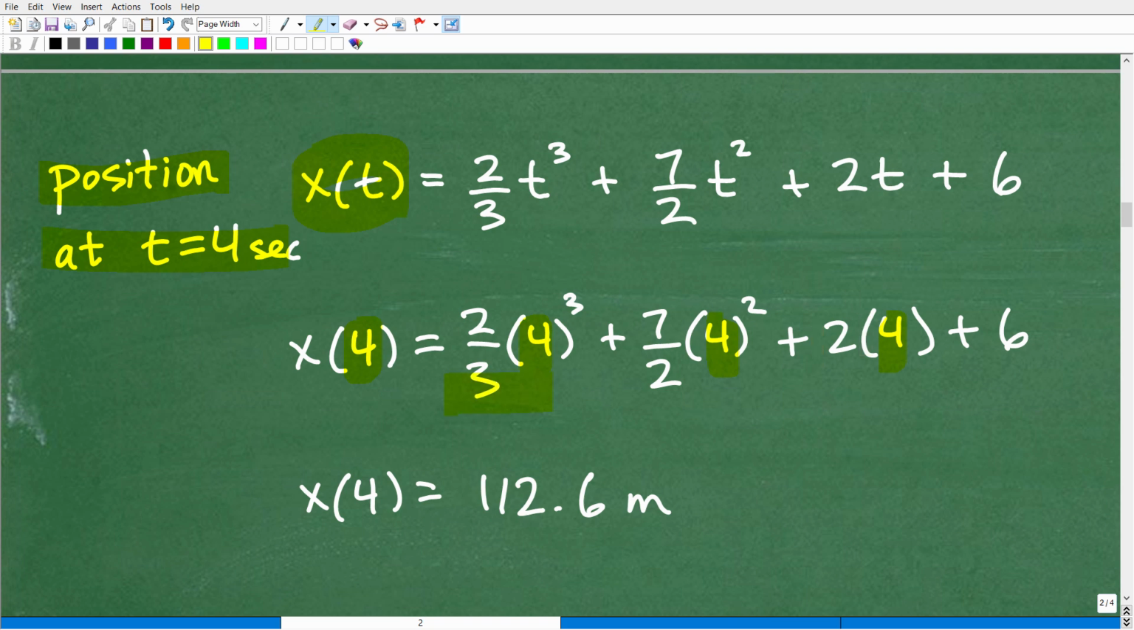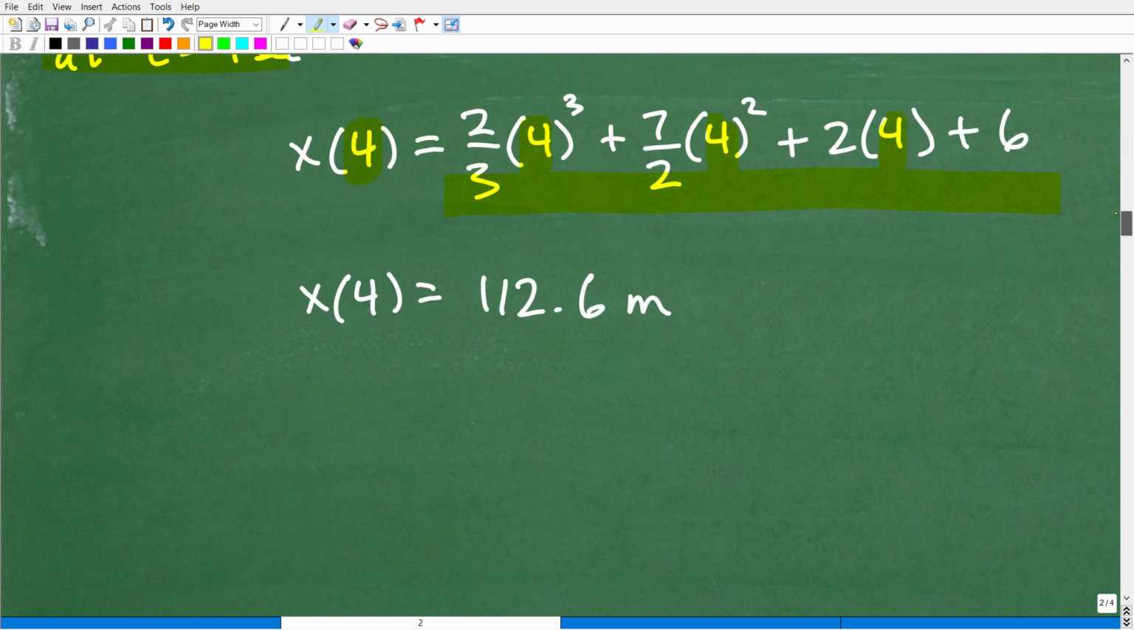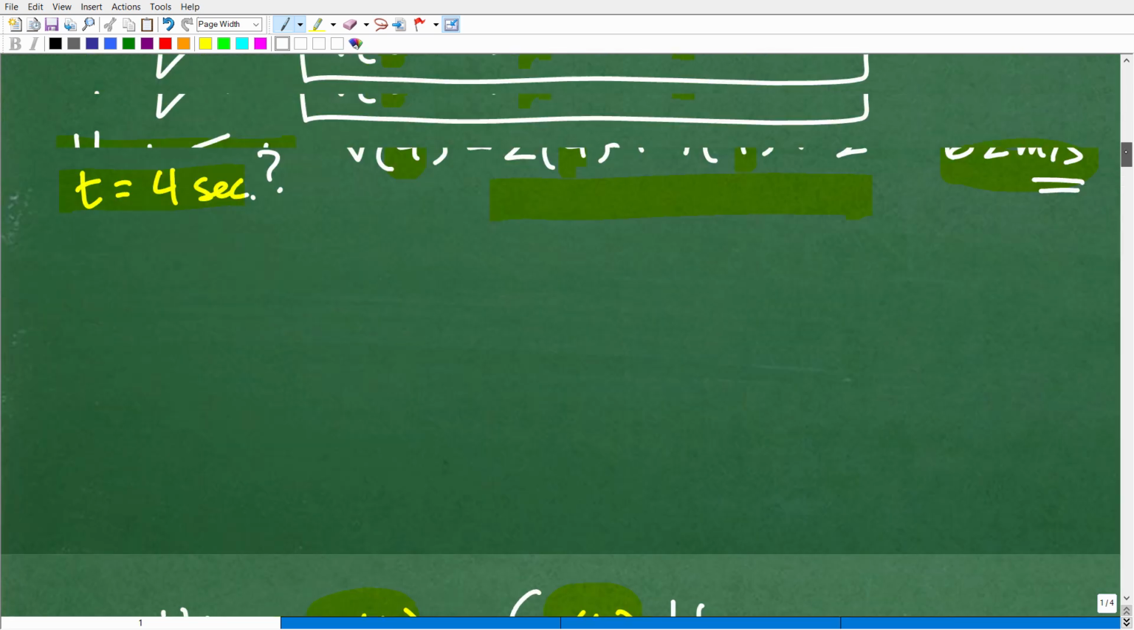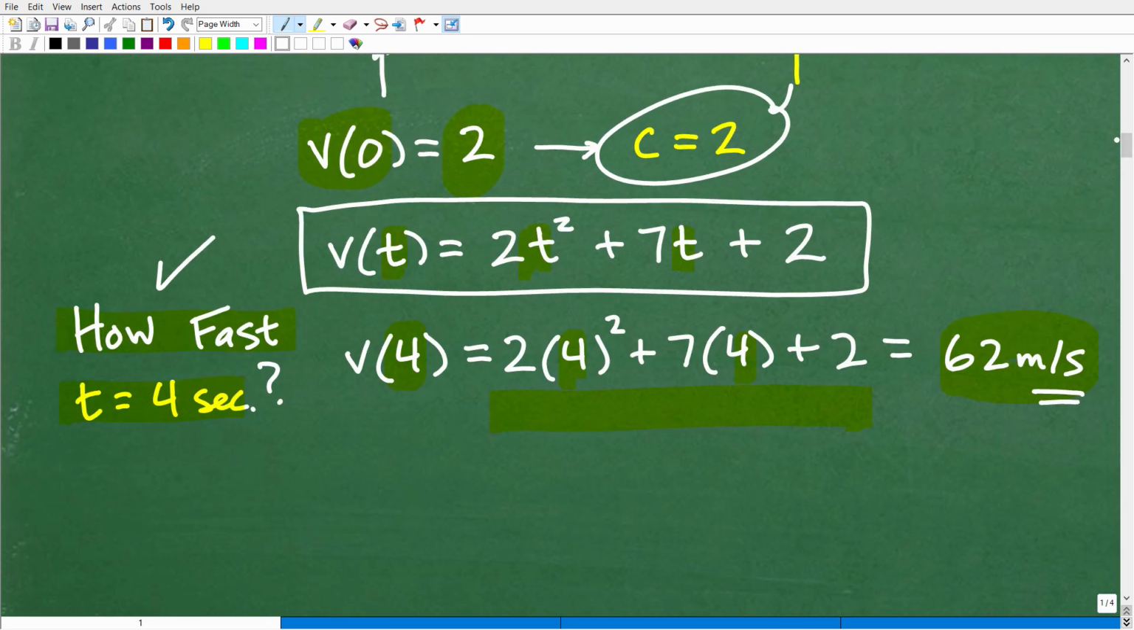And when I do all this lovely number crunching, again, you're going to need your calculator, obviously, for this problem. Just to make life easy on yourself, you'll see that the position of the object at 4 seconds is roughly 112.6 meters. Okay, so this is the final answer. So we have the position is 112.6 meters at time is equal to 4 seconds. And then over here the velocity at time is equal to 4 seconds was 62 meters per second squared.